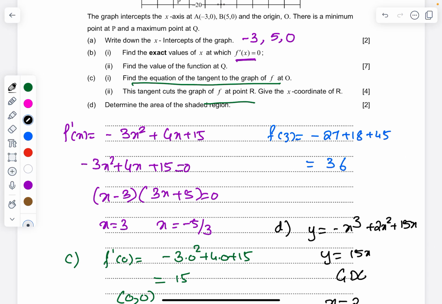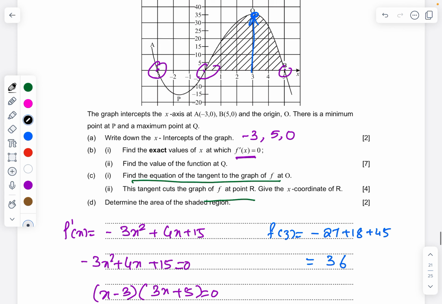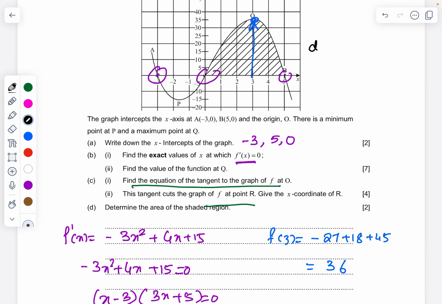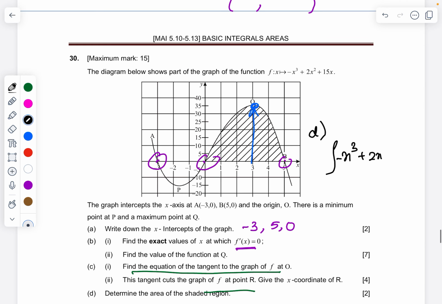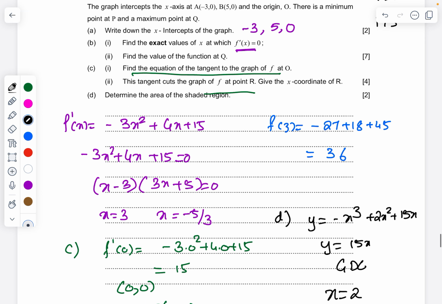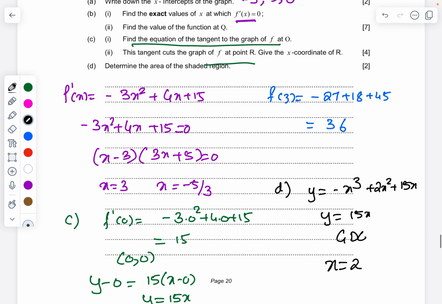Find the area of the shaded region. So for this part, the integral of minus x cubed plus 2x squared plus 15x dx, from where to where? From 0 to 5. Use the GDC again. You should be getting 115 as the answer. So that completes this part of question number 30. That completes part 2. So see you in the next video for part 3.